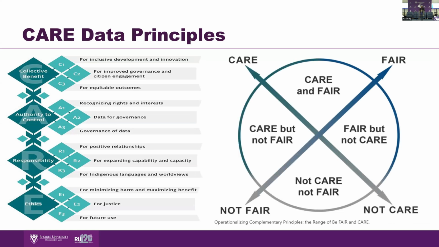When you look at the CARE principles, you can find that the research data can be CARE compliant, but they might not necessarily be compliant with the FAIR data principles. What you want is for research data to be both FAIR and CARE. Sometimes it can be FAIR but not CARE, or CARE but not FAIR. You just want to have both. The worst case scenario is when you don't have either.